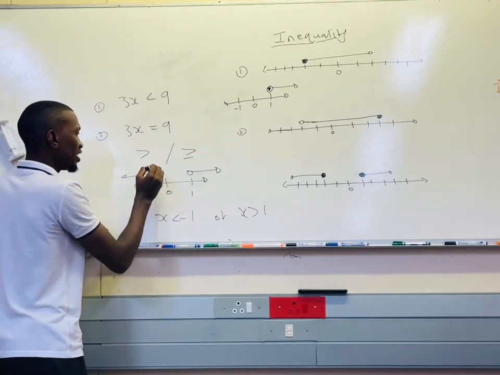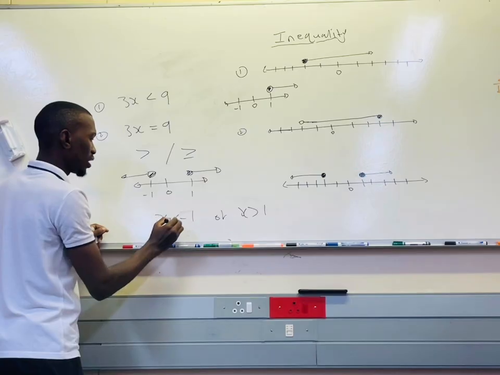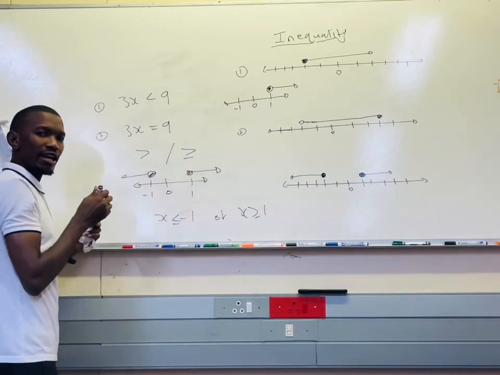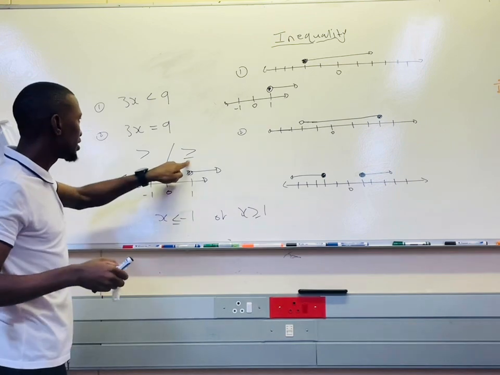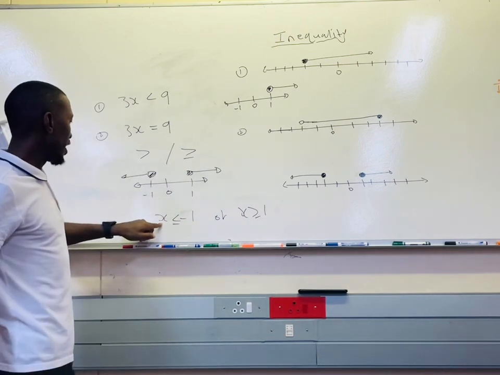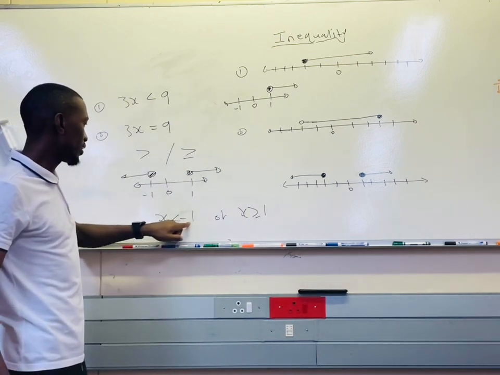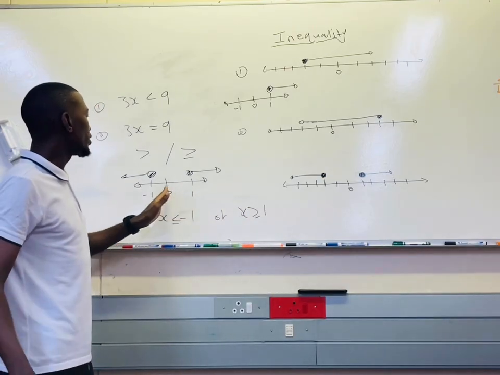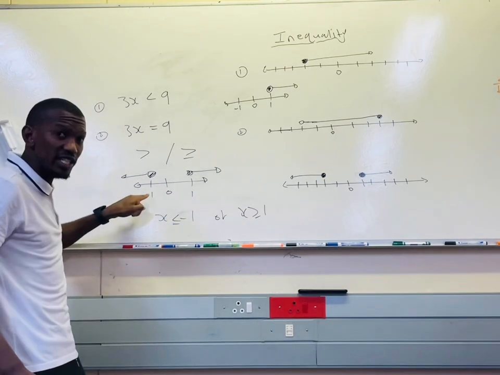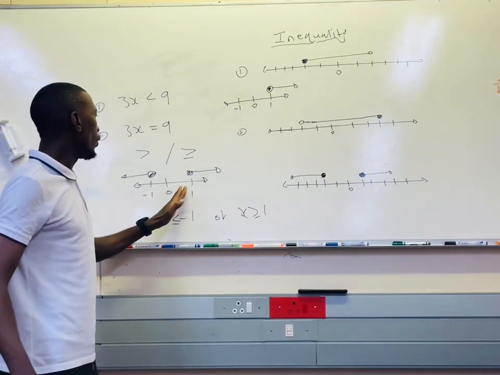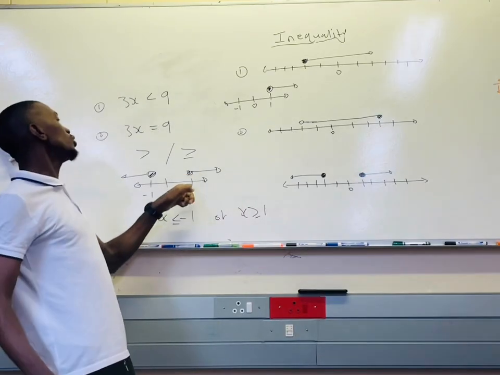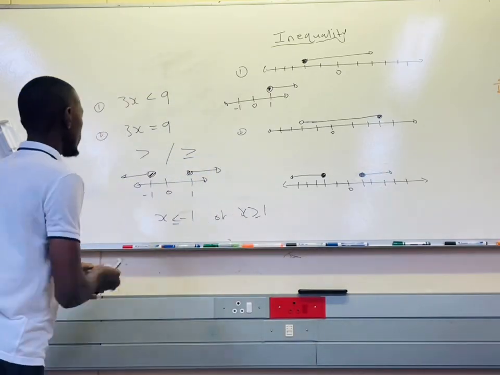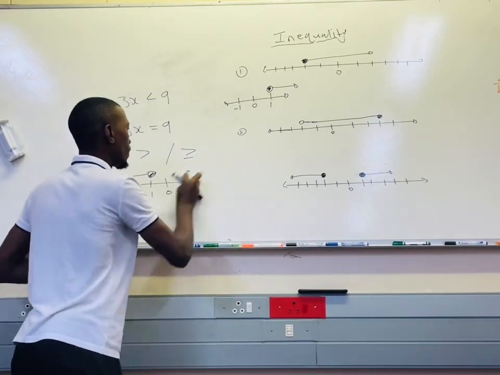But when I shade, what am I going to have? This sign is present in that expression. So we say x is less than or equal to negative 1, or x is greater than or equal to 1. In other words, we're looking for all the values that are less than negative 1, including negative 1, and all the values that are greater than 1, including 1. Making sense?